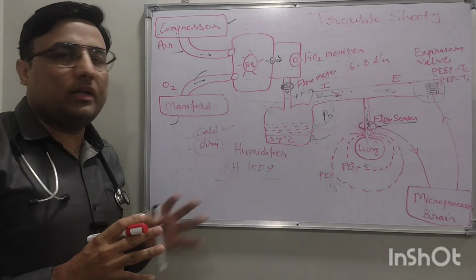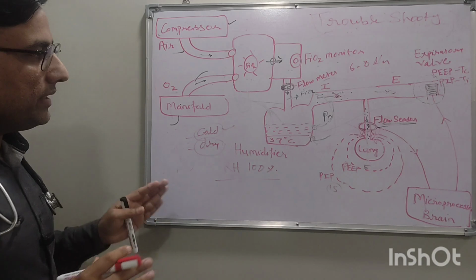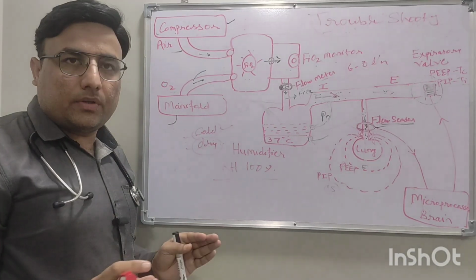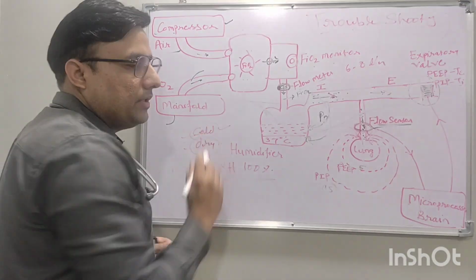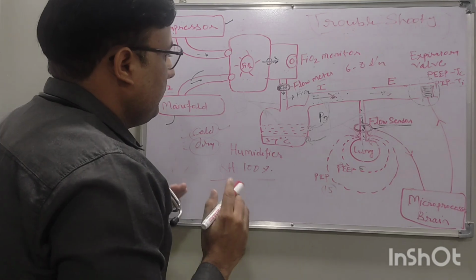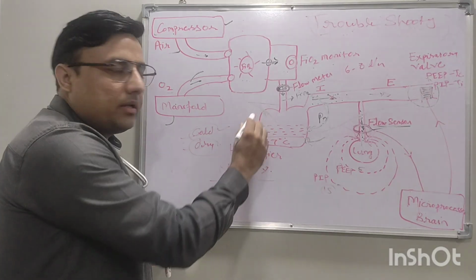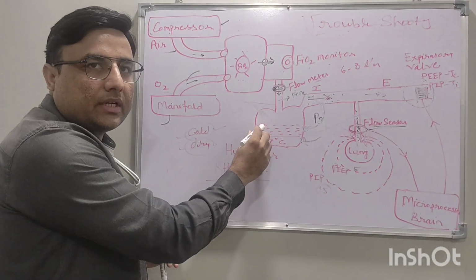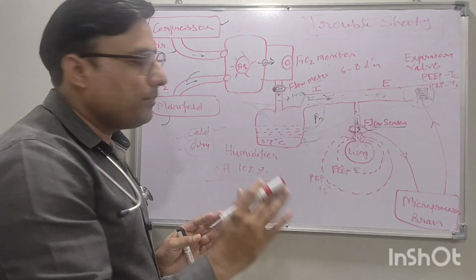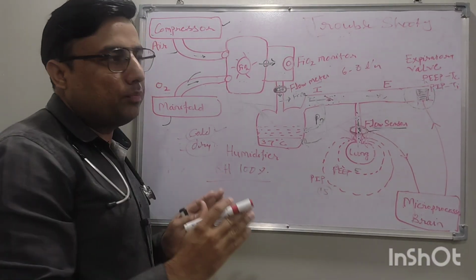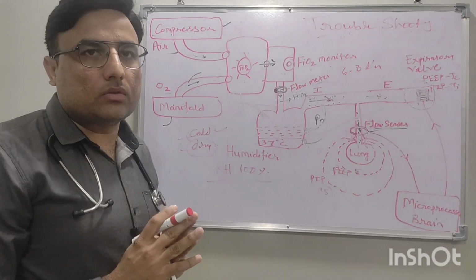Next, the power failure alarm will be there. If there is an electricity interruption, then the power failure alarm will be shown. For that we have to check the electricity supply, check the battery backup, that the battery is charged or not, and we should have the backup of a UPS and generator also.